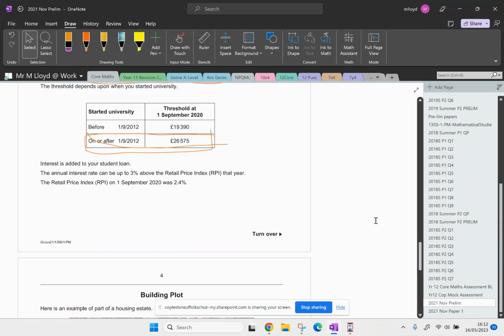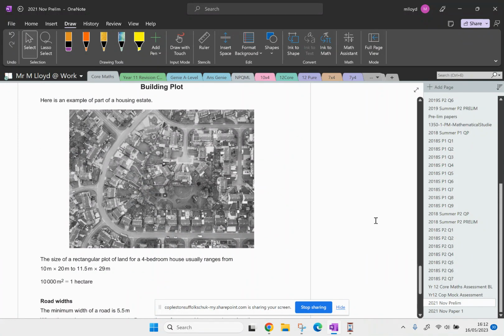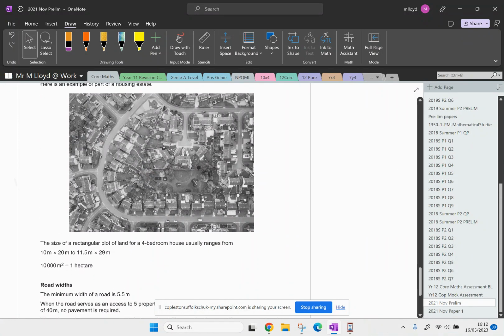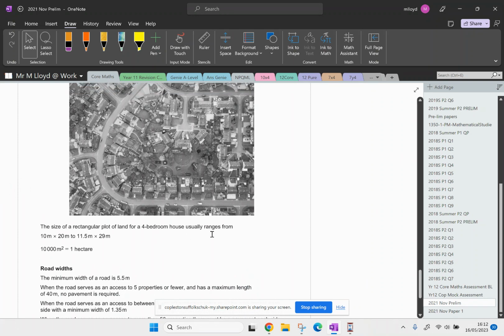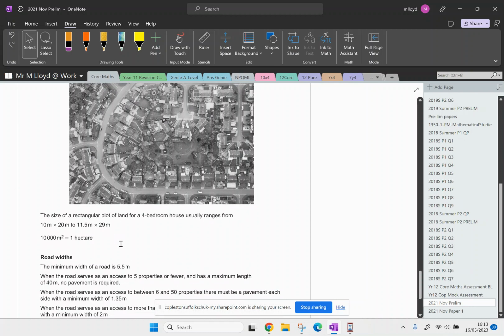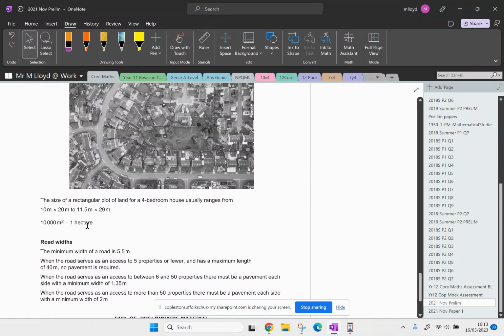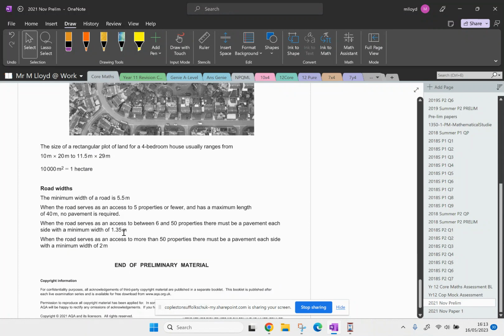I'm not going to lie, this is scary. So here's the part from the prelim material. It says here is an example of a housing estate. The size of a rectangular plot of land for a four-bedroom house usually ranges from 10 by 20 to 11.5 by 29. We've got 10,000 square meters equals a hectare, and we've got some information on road width.